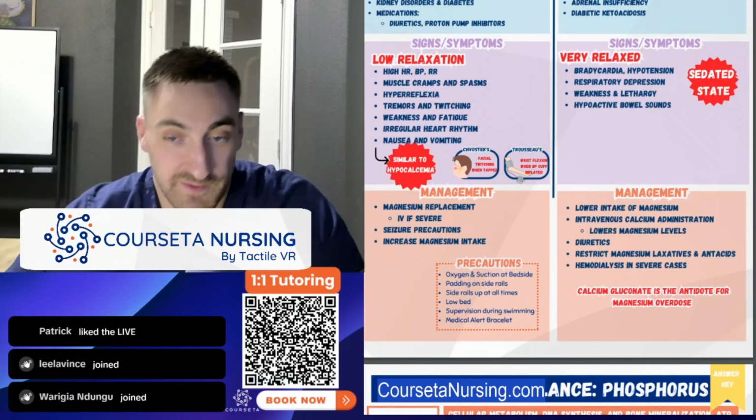Then calcium gluconate is the antidote for a magnesium overdose. So that will help reverse the magnesium levels.